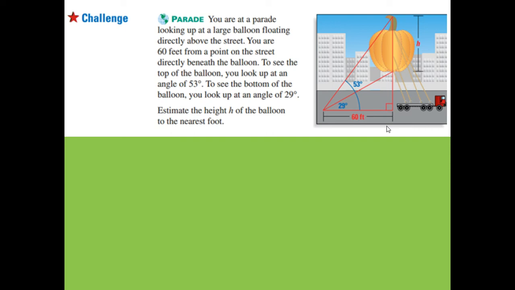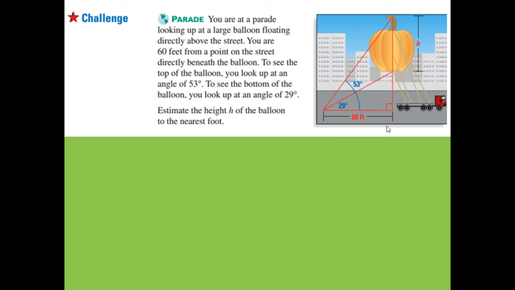It says you are at a parade looking up at a large balloon floating directly above the street. You are 60 feet from the point on the street directly beneath the balloon. To see the top of the balloon, you look up at an angle of 53 degrees, and to see the bottom of the balloon, you look up at an angle of 60, or 29 degrees, excuse me. Estimate the height h of the balloon to the nearest foot.